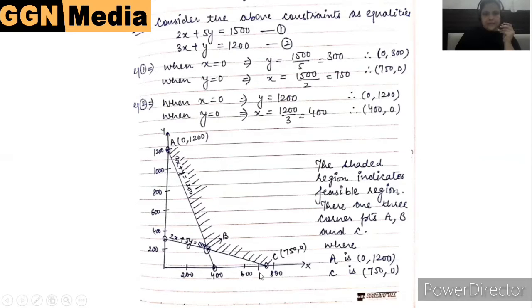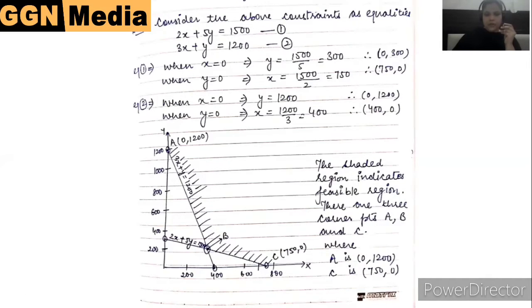Now move on the graphic paper. This is x-axis, y-axis. We'll get first point 0, 300 here, 750, 0 here. Join both these 2 points, you will get the first constraint, that is 2x plus 5y is equals to 1500. For second equation, first point 0, 1200 is here, 400, 0 is here. Join both these 2 points and you will get your second constraint, 3x plus y is equals to 1200.